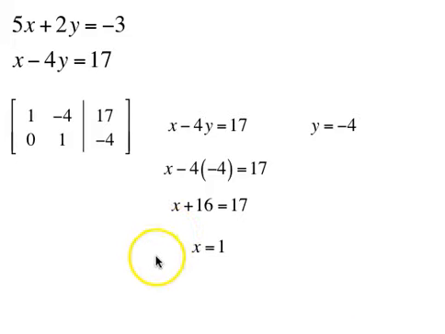Let's check this, because this one's relatively easy to check. 5 times 1 is 5. 2 times negative 4 is negative 8. 5 plus negative 8 is negative 3. Check. 1 is 1. Minus 4 times minus 4 would be plus 16. 1 plus 16 is 17. Check. So we'll write our answer this way. In set form, we have one solution, the point (1, negative 4), and that is our solution set.